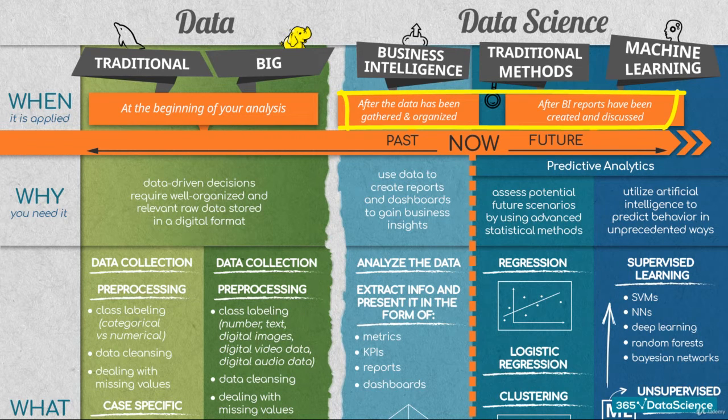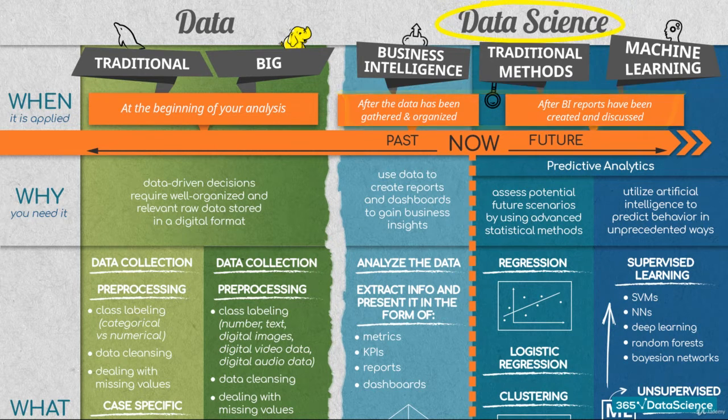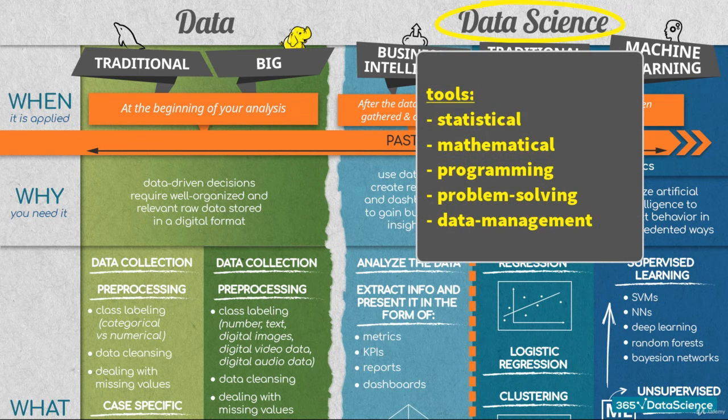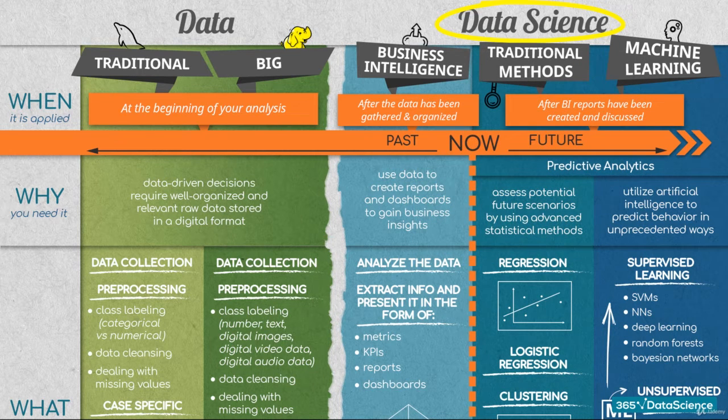So, when you have gathered and organized all the data, it's time to get your hands dirty with data science and analytics. Data science is a broad subject. It's an interdisciplinary field that combines statistical, mathematical, programming, problem-solving, and data management tools. So, as any good data scientist would say, let's segment the process further. In our infographic, we have divided data science into 3 segments: business intelligence, traditional methods, and machine learning.